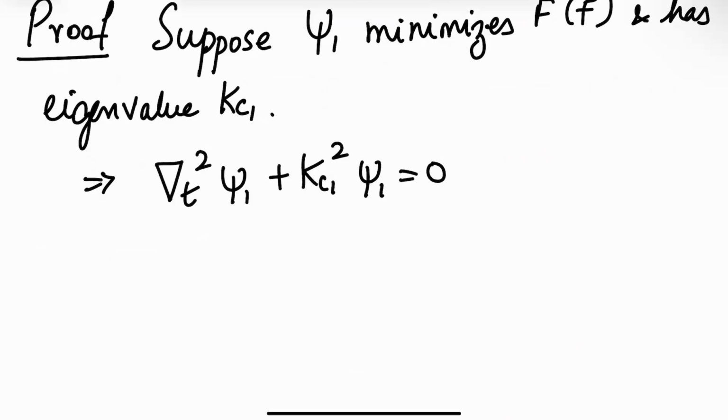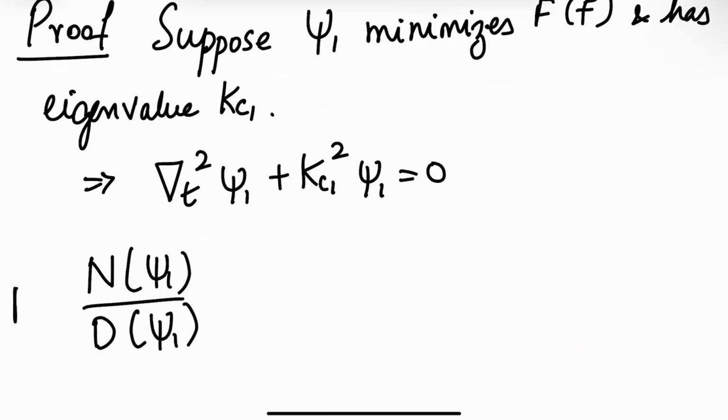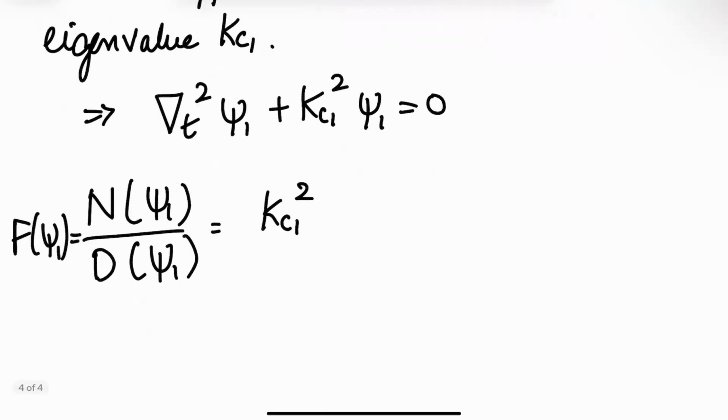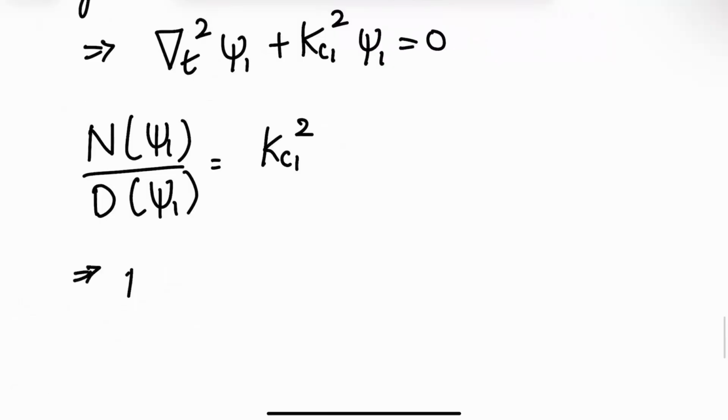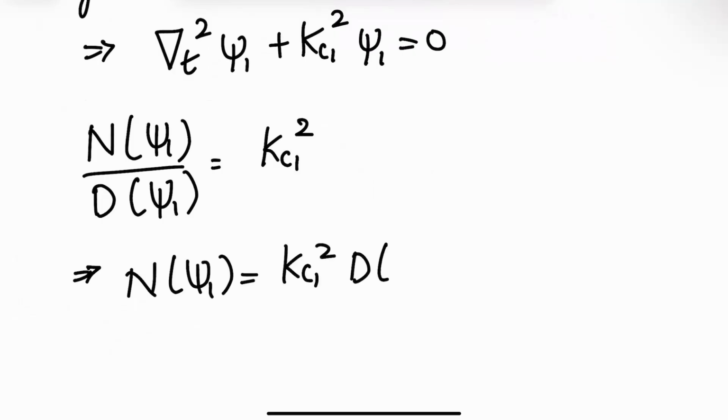Okay. So if we're starting with the assumption that psi1 minimizes f, and f was nothing but n over d, right? So which means that n of psi1 divided by d of psi1, which is nothing but f of psi1, is equal to kc1 squared, right? That's the claim. So we're starting by saying that, okay, if psi1 is the right solution, then it satisfies this equation based on the claim that we make. So n of psi1 is equal to kc1 squared d of psi1.